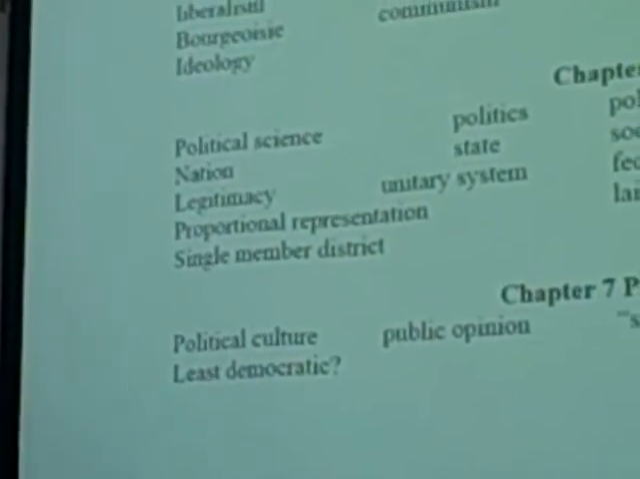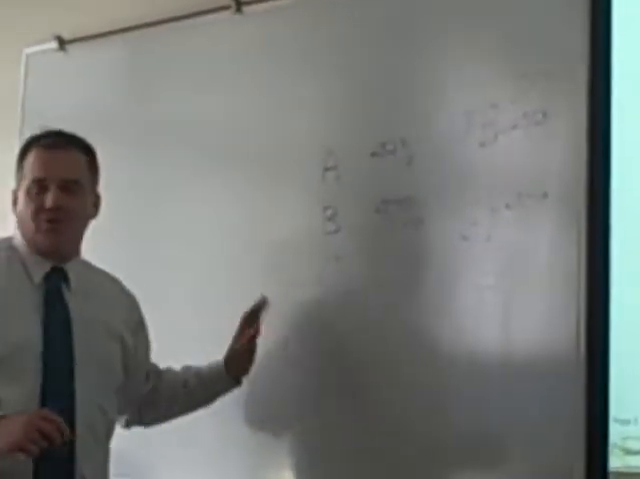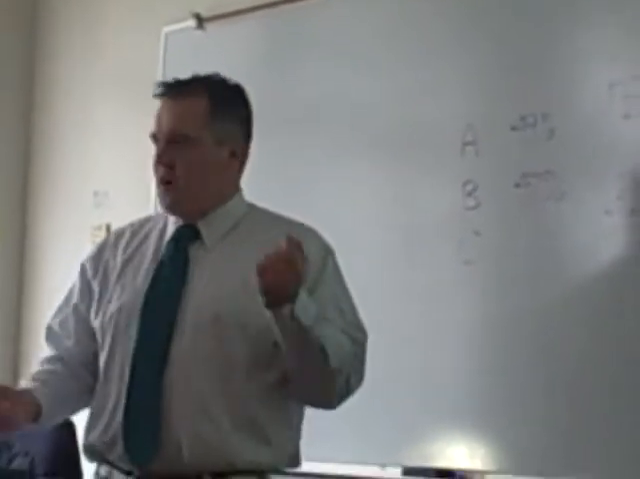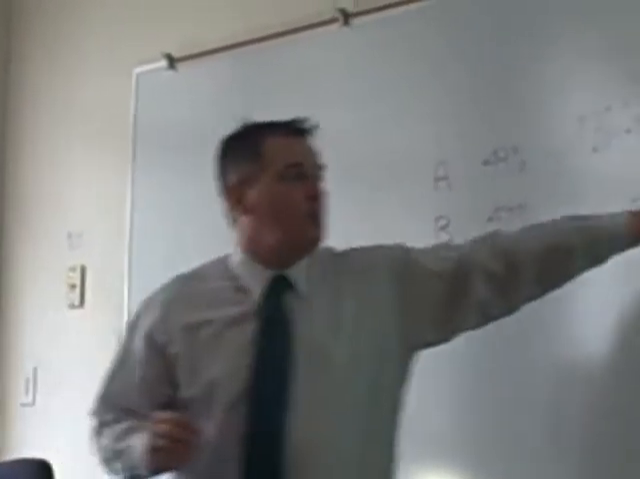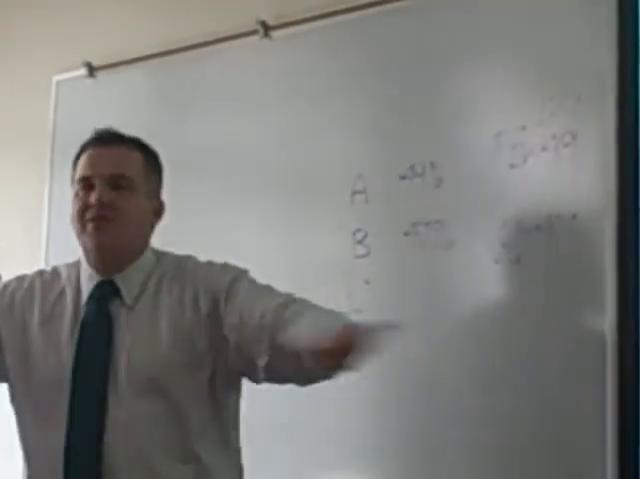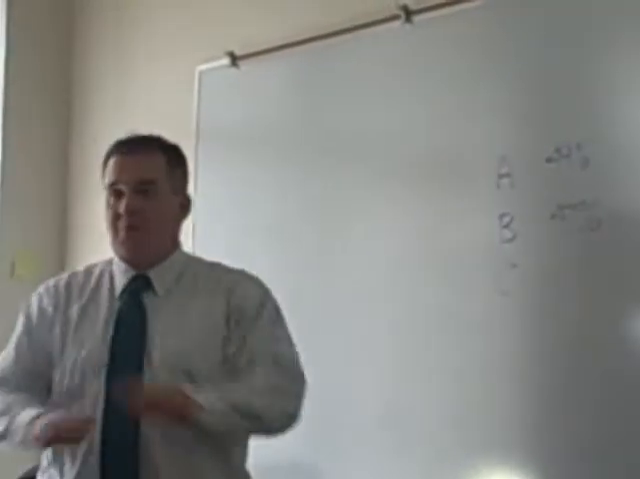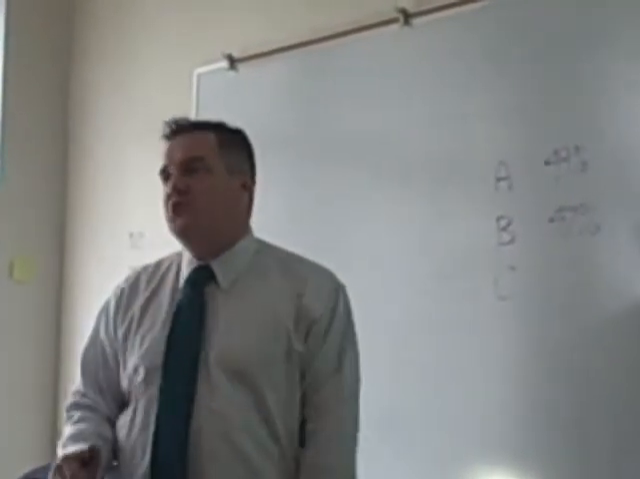Of course, in a single member system, you typically are just going to get 2 parties. So votes are wasted, but somebody is going to get a majority. In the proportional system, you could have 5 or 6 parties in the government. One of them is not going to get a majority, and it becomes a lot harder to govern. So in a single member district, it's wasteful for the votes, but it's easier to govern. In a proportional system, it's more representative of the votes, but it's harder to govern because you've got more parties in there.